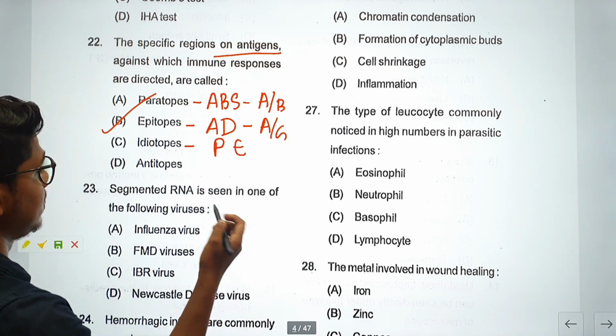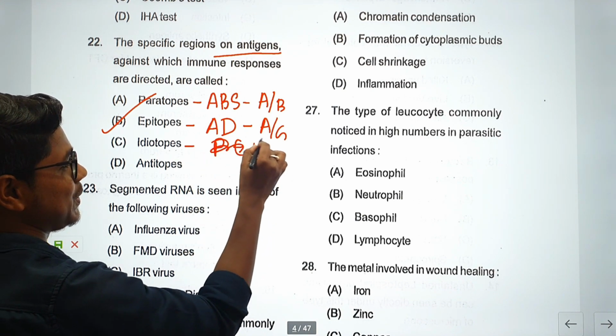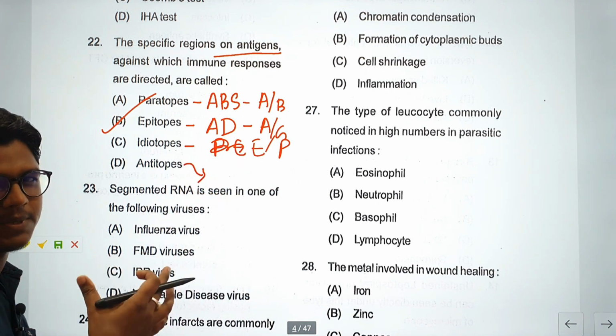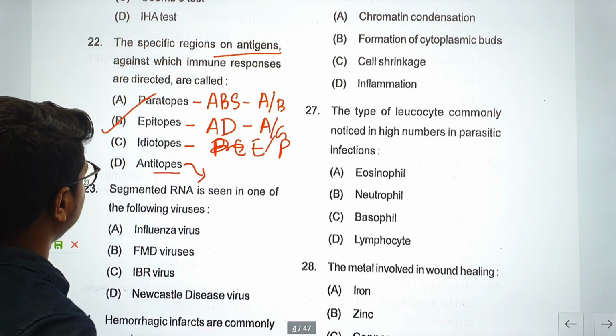Idiotope is basically the reverse of the epitope and paratope. Okay, this is known as idiotope. Antitope: after the proteolytic cleavage, the peptide is known as antitopes.